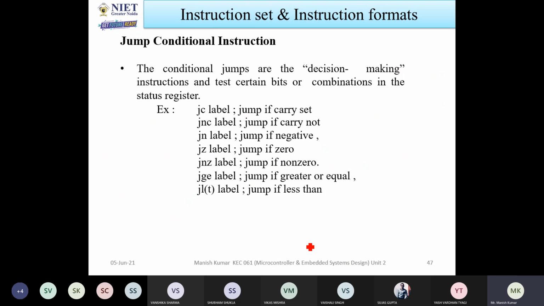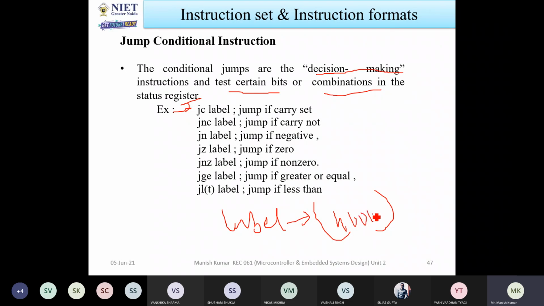Like you can see, these conditional jumps are decision-making instructions and test certain bits or combinations in the status register. Now in the status register there are some flags available, like carry flag, zero flag, negative flag. Okay, so with the help of these flags you can decide the condition. Like I am saying JC label, so whatever label is given, that label is a particular address. There is no worry about that. Okay. Any address.